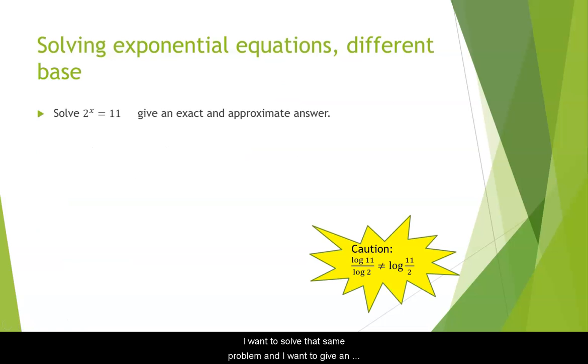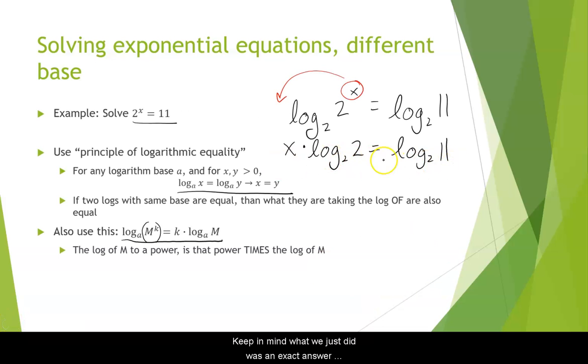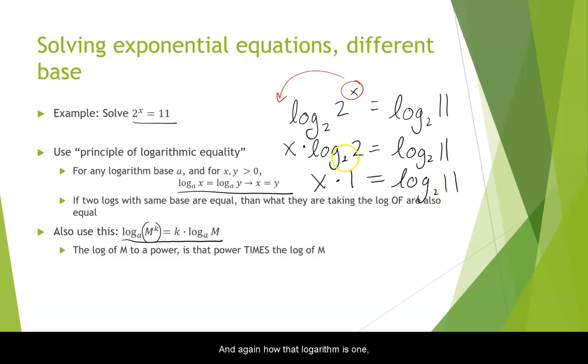I want to solve that same problem, and I want to give an exact and an approximate answer. Keep in mind what we just did was an exact answer because log base 2 of 2 is 1. This is x times 1 equals log base 2 of 11. And again, how that logarithm is 1 is we're multiplying 2 a certain number of times to get to the number 2, and that certain number of times is the number 1. So our answer could just be written as log base 2 of 11.